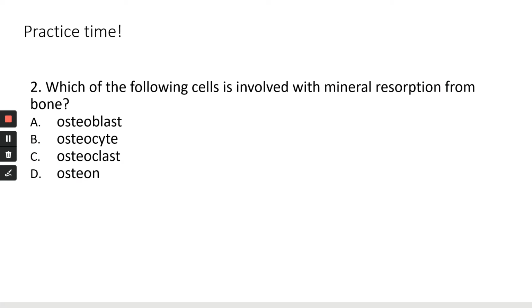Number 2. So which of the following cells is involved with the mineral resorption? So resorption, you are breaking down bones, right? You're resorbing all the minerals away from bone tissue. So this is going to be osteoclast, right? See cleavage, remember? And that's basically the same as breakdown.